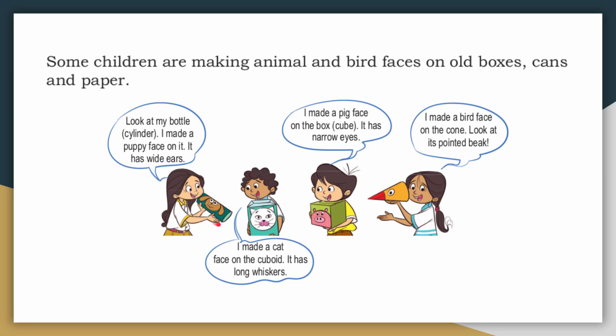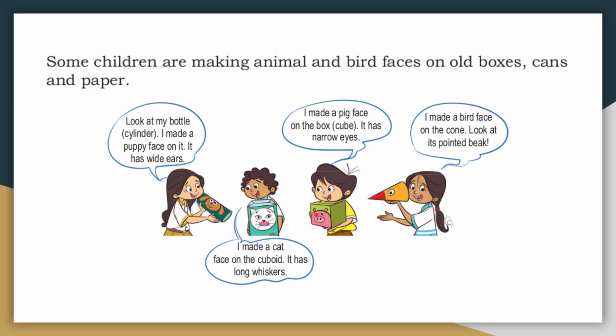It has wide ears. So here in the shape of a cylinder you can see a puppy face who has wide ears. I made a cat face on the cuboid. It has long whiskers. So here on this cuboid shaped box you can see the face of a cat with long whiskers. This boy says I made a pig face on the box, and this box is in the shape of a cube. All the sides are similar.